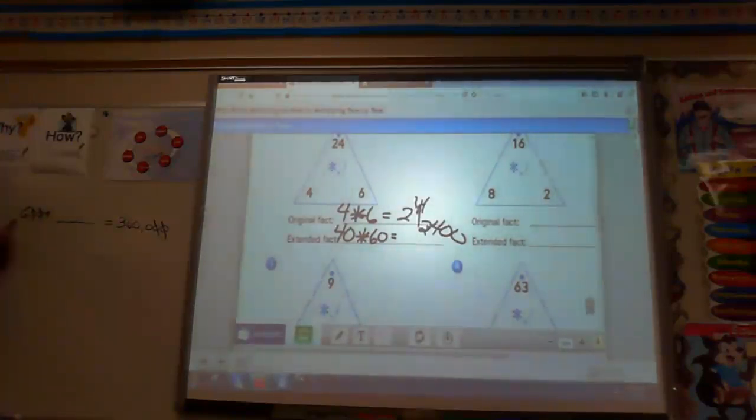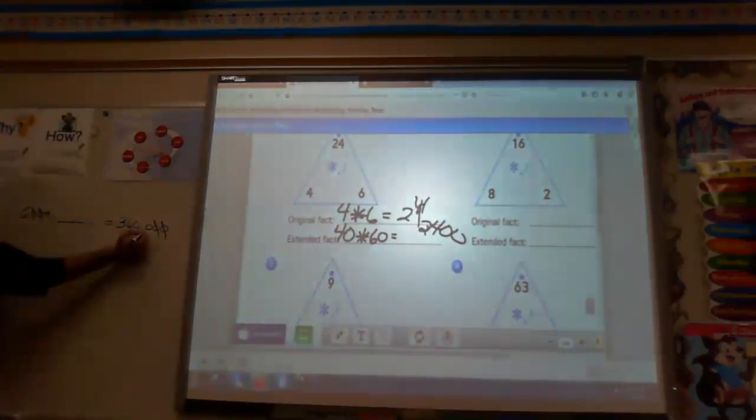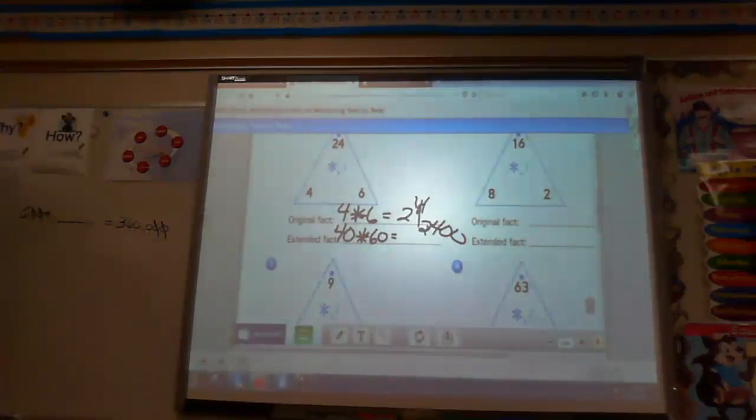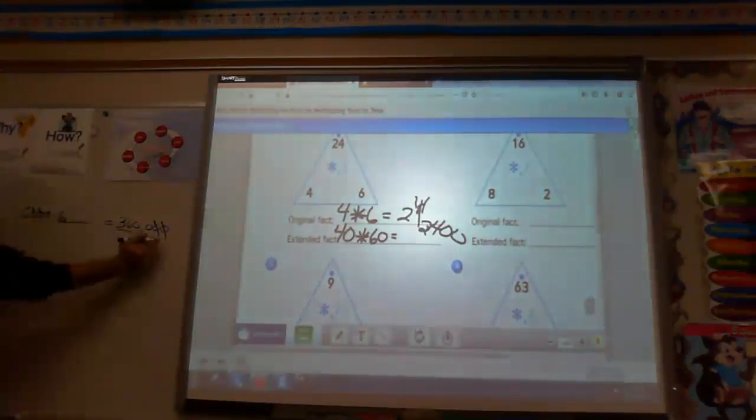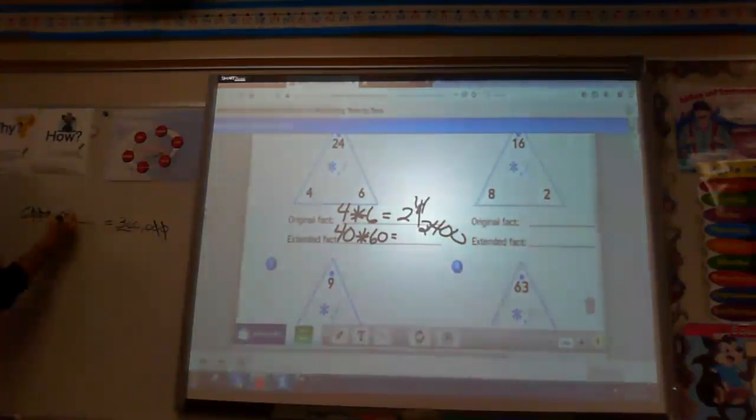Now, I'm trying to think 6 times something equals, what do I have left? 3,600? I'm not going to do that. I'm going to think 6 times 6 is 36. There are the 2 zeros there. Where would these 2 zeros have to go? Right on the 6.